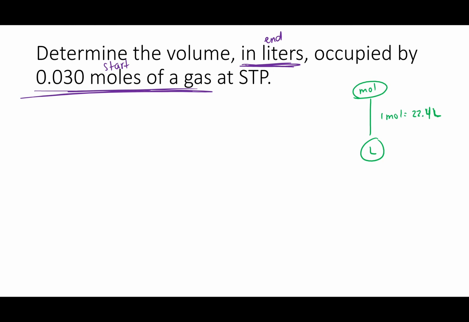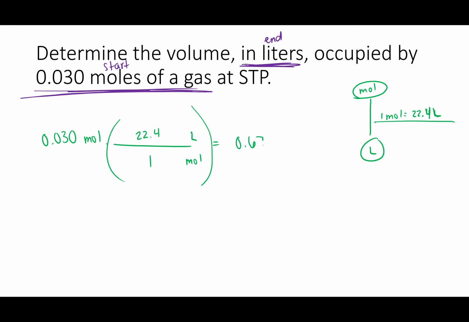Now remember, it has to be at STP. Your problems will either tell you to assume STP or not, and so then you can use your conversion factor, no problem. So 0.030 moles. I don't know what the chemical formula is. It just says of a gas. So I don't want moles, so those go to the bottom. I'm going to convert to liters on top. 1 mole equals 22.4. So my conversion factor is 22.4 over 1 this time. This is a multiplication problem because I have the number in the numerator. So when I multiply and round with sig figs, the final answer is going to be 0.67 liters of gas.